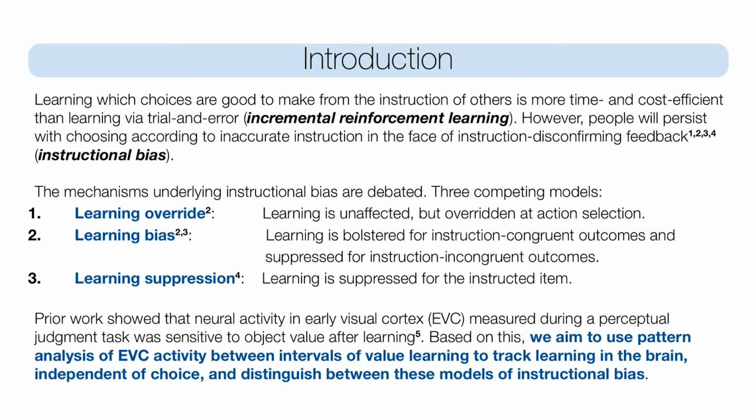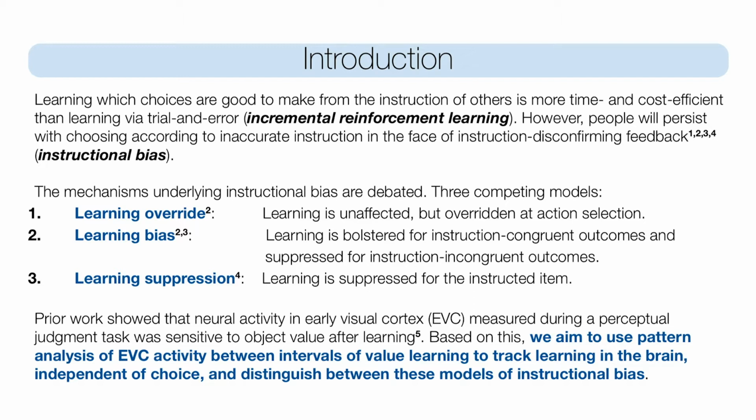Learning which choices are good to make from the instruction of others is more time and cost efficient than learning via trial and error. However, people will persist with choosing according to inaccurate instruction in the face of instruction-disconfirming feedback, and this bias towards instruction is termed instructional bias.